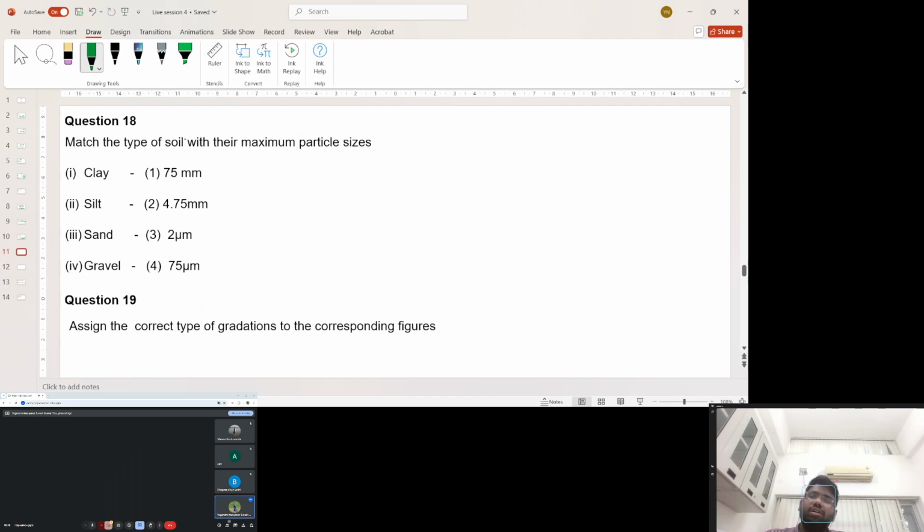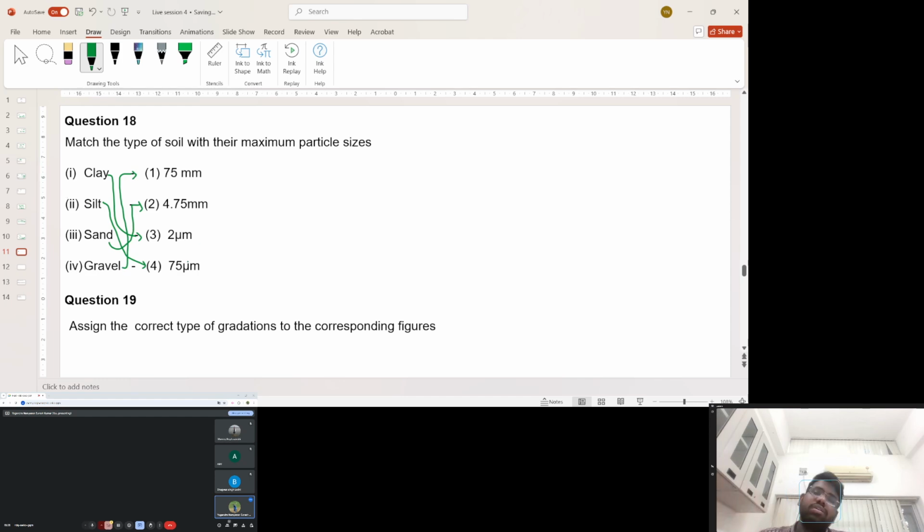Match the type of soil with their maximum particle sizes. It is a fairly straightforward one. Clay will be 2 microns, silt will be 75 microns, sand will be 4.75 mm, gravel will be 75 mm.